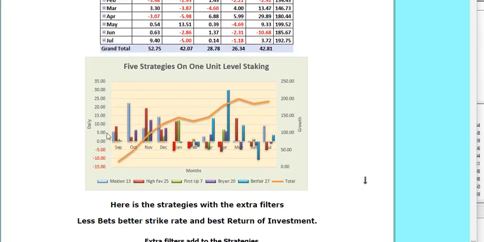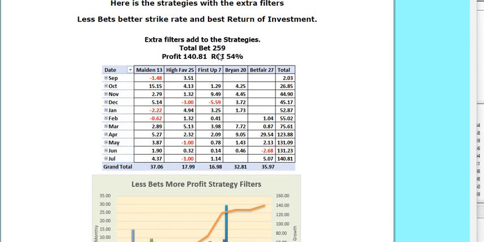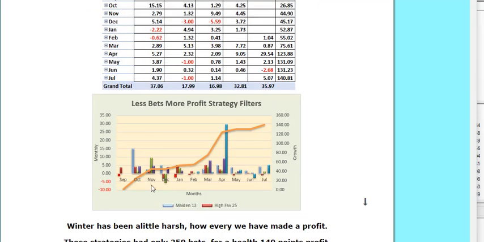And here you can see the different colours are the different strategies, and the orange line here is the profit line of the 5 strategies combined. If we go to the refined strategies, we can see there that we only have 259 bets for a profit of 140 units. So 54% of the money we spent, we got back in profit, 54% profit. And if we look at the graph here, you can see the orange line obviously is the profit of the 5, and we can see them down the bottom, the 5 different strategies along there.